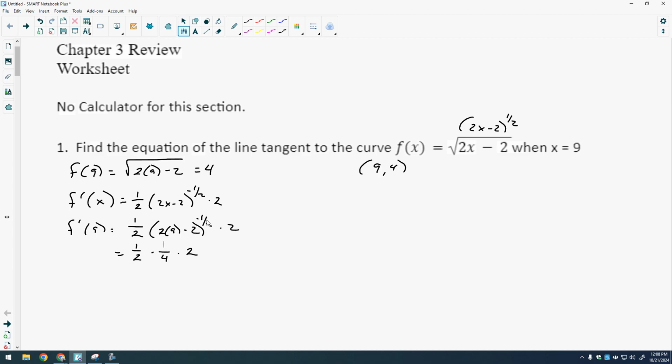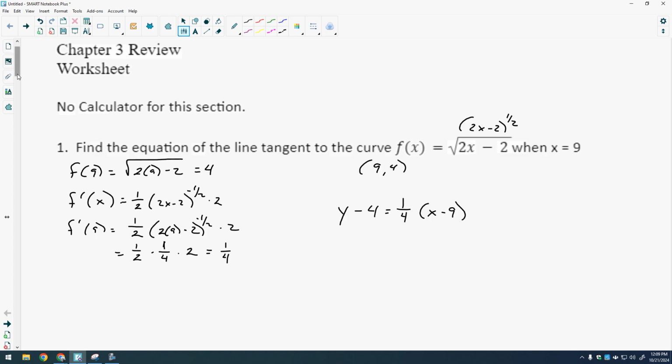Square root of 16 because of the 1/2. 1 over that because of the negative exponent gives me 1 over 4. 2 times 1/2 is 1, times 1/4 is 1/4. Y minus y1 equals m times x minus x1, and I'm done.